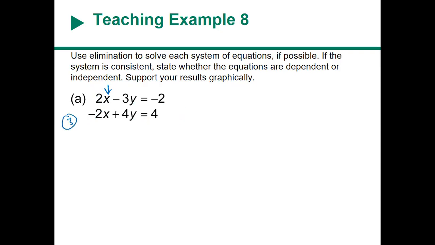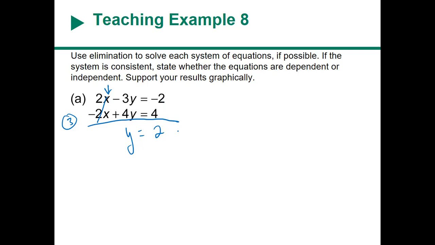Step 3 is you're going to combine your two equations. When I combine, notice what happens here with the 2x and the negative 2x. They cancel, they eliminate each other out. Then I'm left with negative 3y plus 4y, which is y. And I'm left with negative 2 plus 4, which equals 2. So through elimination, I instantly found out that y equals 2.